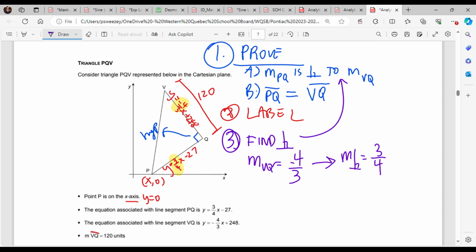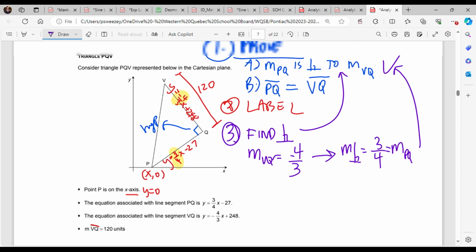Because that matches the slope of PQ, right? So they're both equal to 3/4. Then I can put a check mark next to it and say, hey, I flipped and switched, it's good, right? Because this guy was -4/3, because I did the negative reciprocal, or flipped and switched it, and because that slope is the exact same as the slope of PQ right here, then I can say that it's good.